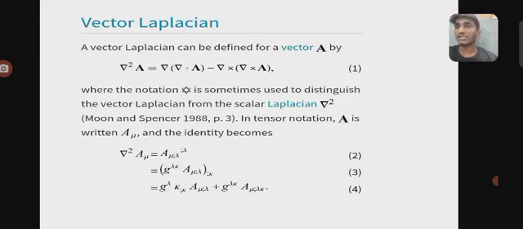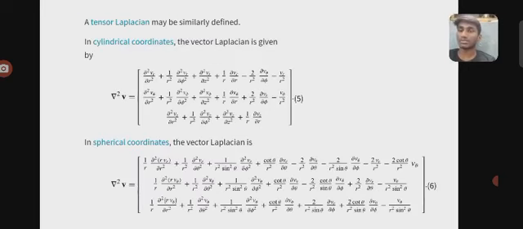Coming to the vector Laplacian, a vector Laplacian can be defined for a vector A as del squared A = del(del dot A) minus del cross (del cross A). The notation is sometimes used to distinguish the vector Laplacian from the scalar Laplacian. So you can see the formula for the vector Laplacian.